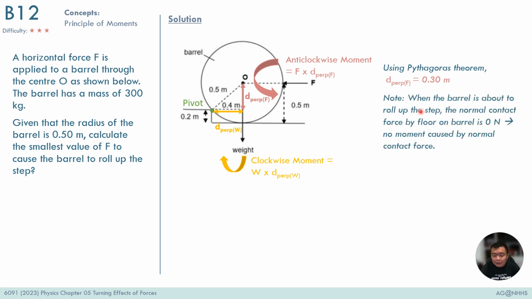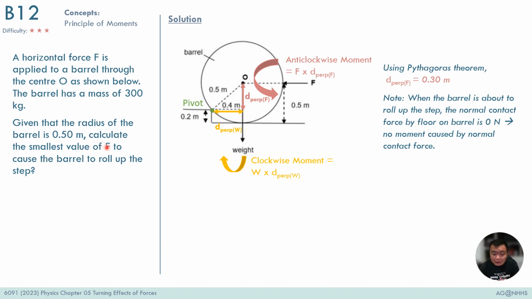And in this scenario, notice that I have not mentioned this normal contact force by floor on barrel. By right, if you look at my laser pointer, that should be a normal contact force by the floor acting upwards on the barrel that supports the barrel because the barrel is on the floor. In this scenario, I'm saying that this normal contact force is 0 newtons. It's not that it doesn't exist, simply because it is at the verge of rolling up the step. That is what the question is asking.